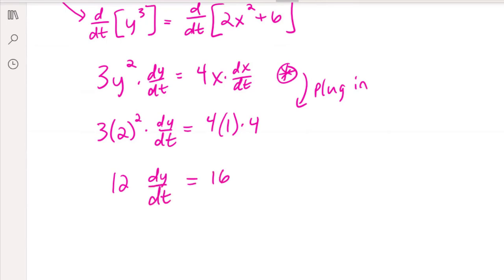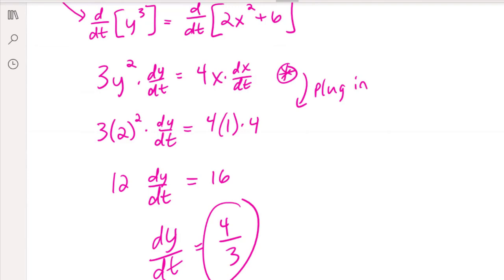Divide both sides by 12, and you'll get dy dt equals 16 over 12, which reduces to 4/3, and that'll be the answer that they want you to put in for this problem.